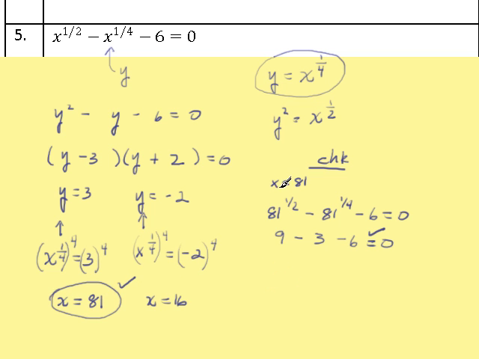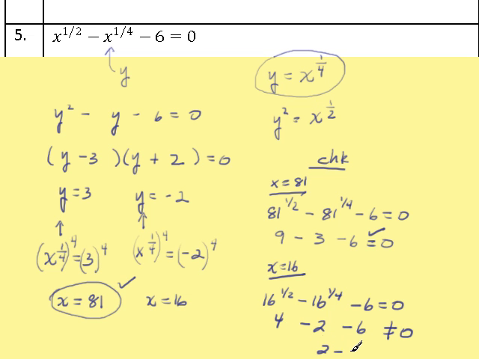Okay, let's check x equals 16. So there we have 16 to the 1/2 minus 16 to the 1/4 minus 6 equals 0. So this is 4 minus 2 minus 6. 2 minus 6 is not equal to 0. So this is not a valid solution. So we have one solution.